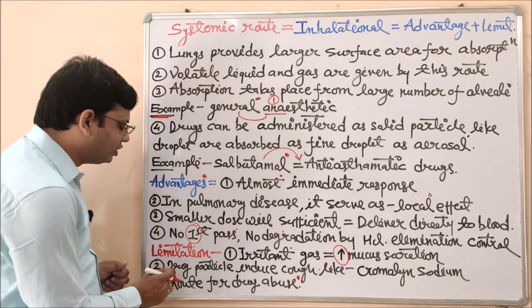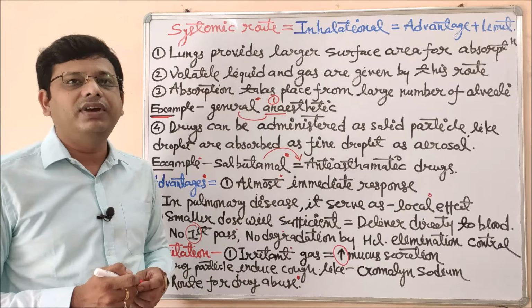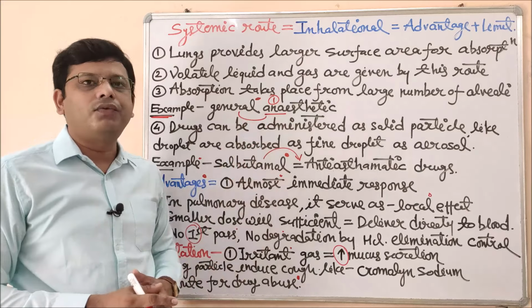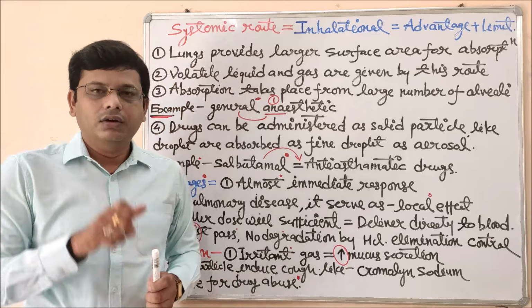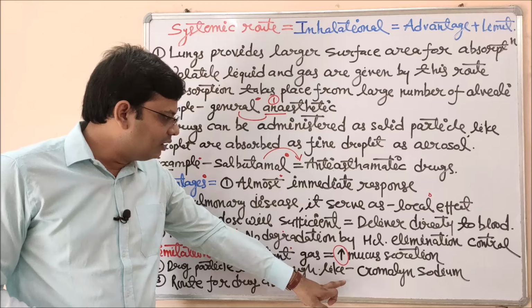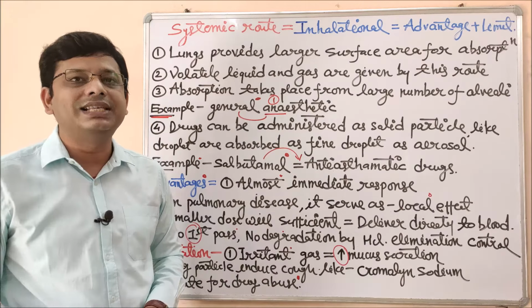Now the next disadvantage or limitation: large particles introduce cough. If you are giving any drug via this dispensing method, via aerosol, via droplet form, that large particle may irritate and may cause coughing. So you will feel this type of activity. An example of this category is cromolyn sodium, which is an example of a mast cell stabilizer.